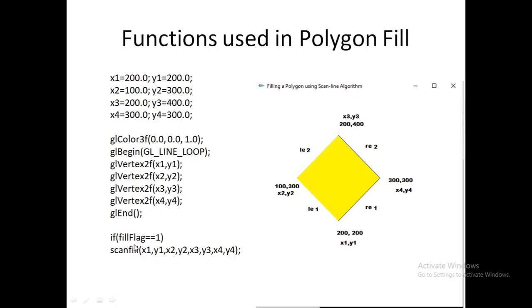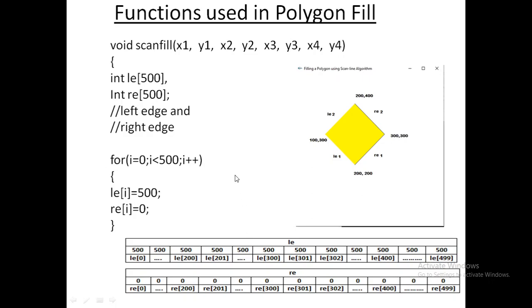Already we have set the fill flag equal to 1 based on the option. So if the option is selected, then we call the scan fill algorithm. We have to fill up this polygon, so we pass all 4 coordinates: x1, y1, x2, y2, x3, y3, x4, y4. Now you see how we are going to fill. We are calling this polygon scan fill with x1, y1 to x4, y4. Okay, we'll see what initialization we have done.